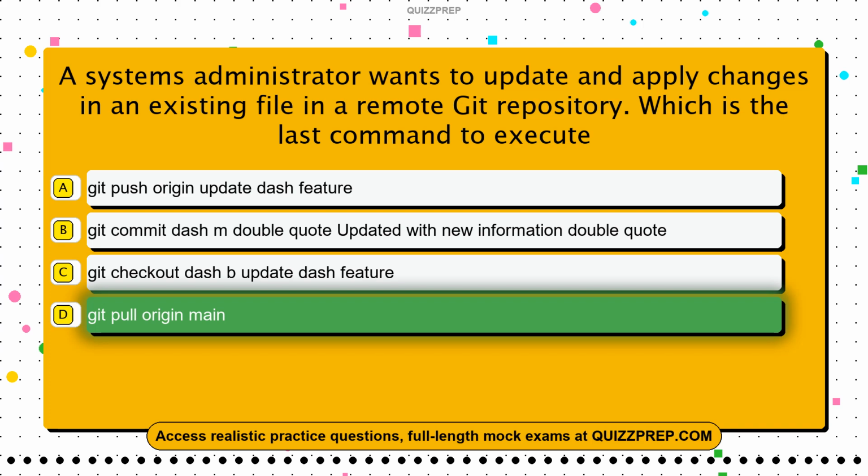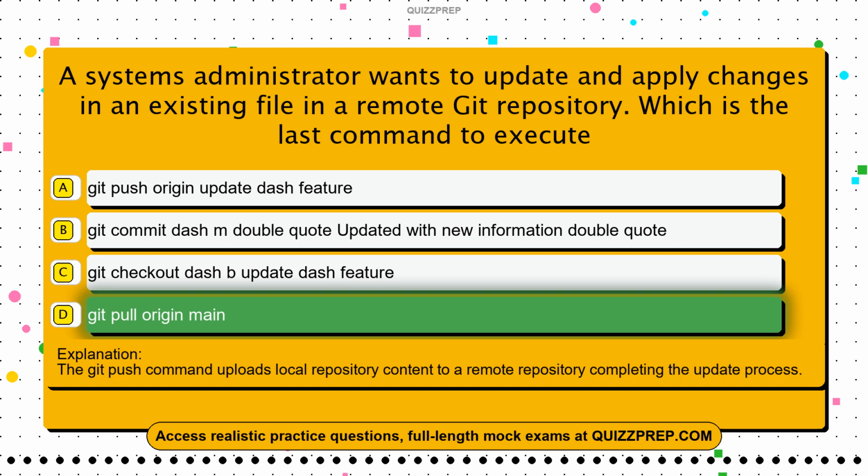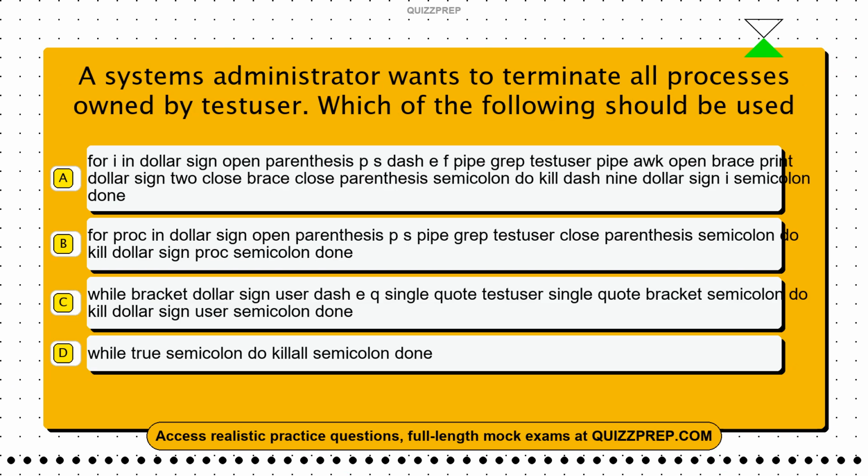The correct answer is option D, git pull origin main. The git push command uploads local repository content to a remote repository, completing the update process. Question 129. A systems administrator wants to terminate all processes owned by test user. Which of the following should be used?